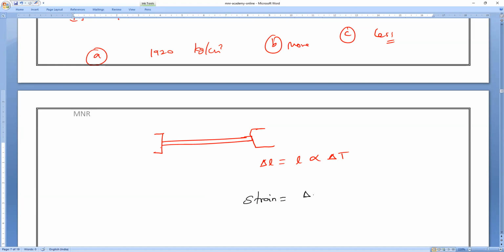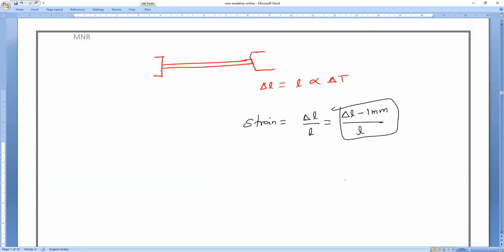Delta L divided by L. So now, how much is it allowed to expand? 1 mm. Understand? Divided by original length. So now you can write the formula and substitute it.